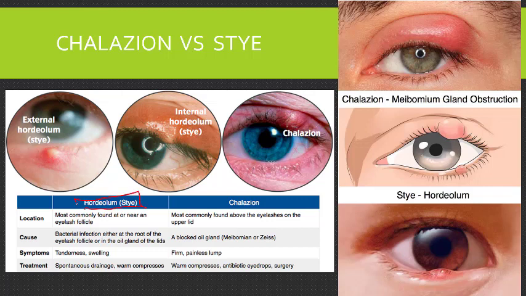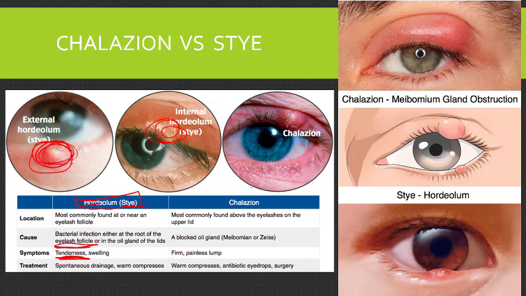So a sty is going to be very tender. Okay, it's also going to typically indicate some sort of infection of the eyelash follicle. So it's going to be in the lid margins. So this is a sty and this is a sty. Notice it's all involving the eyelash margin.